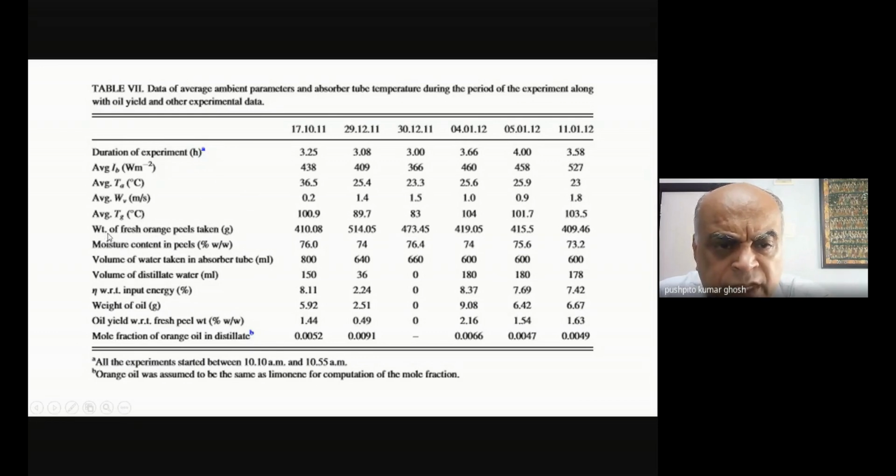So you can see, this of course is a small experiment. There's 410 gram of orange peel. What is the moisture content? How much is the water taken in the absorber tubes, which becomes steam? What is the amount of oil that you finally extract? And so you will have to actually compare all of this data.